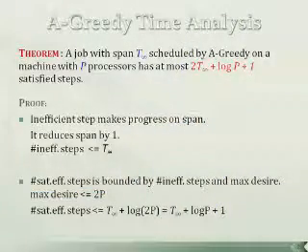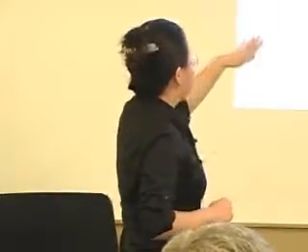This slide and the next slide give some ideas on how we prove the time bound and waste bound of A-Greedy. This is the time bound. We want to bound the total number of satisfied steps, and the total number of satisfied steps can be further divided into inefficient satisfied and efficient satisfied. For the inefficient step, the idea is simple: it makes progress on span, and it reduces span by 1 for each inefficient step. Therefore, the total number of inefficient steps is bounded by T infinity.